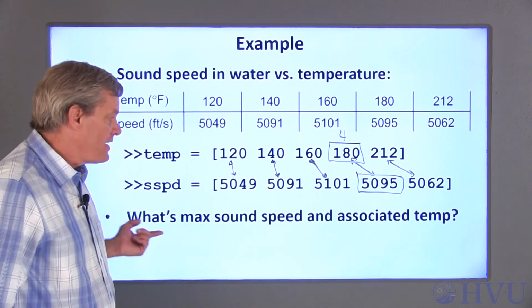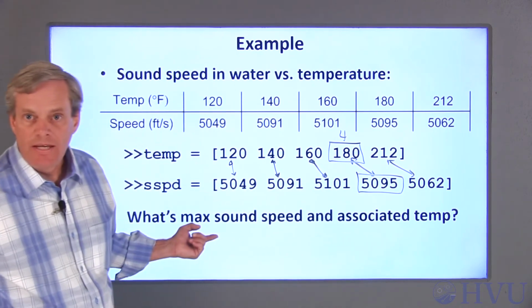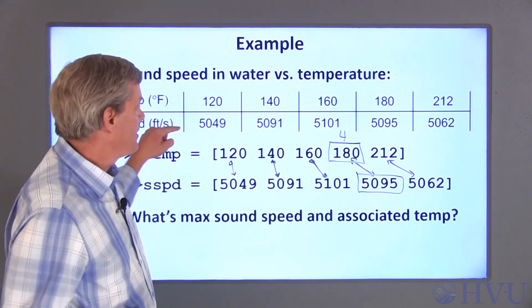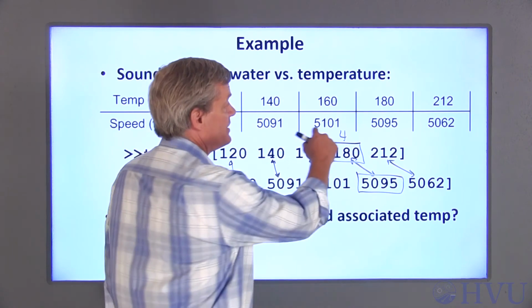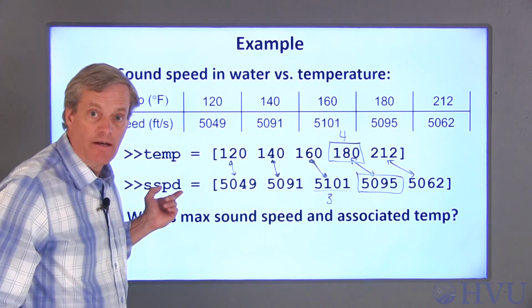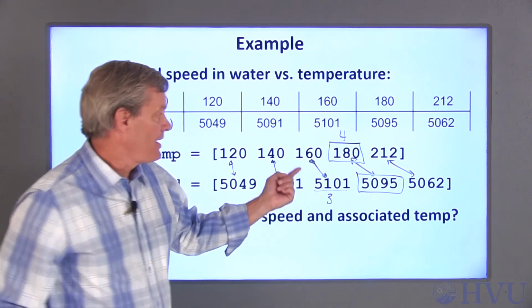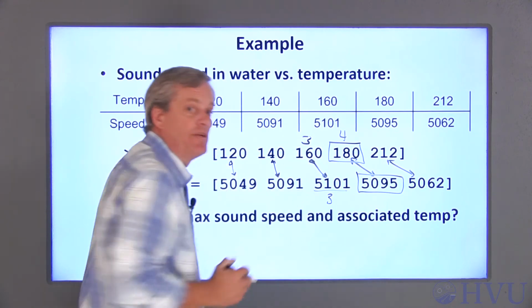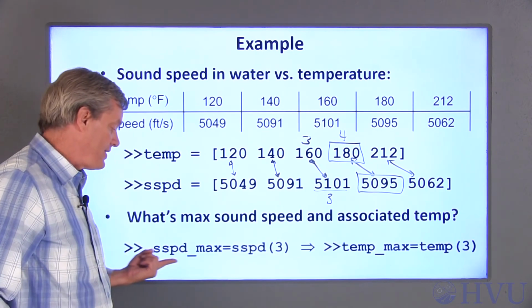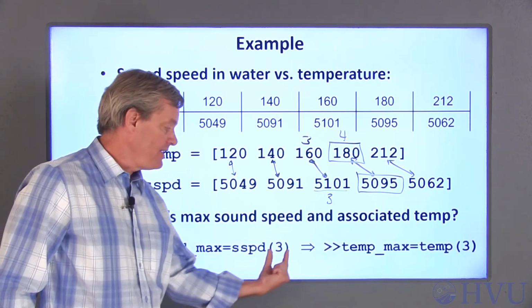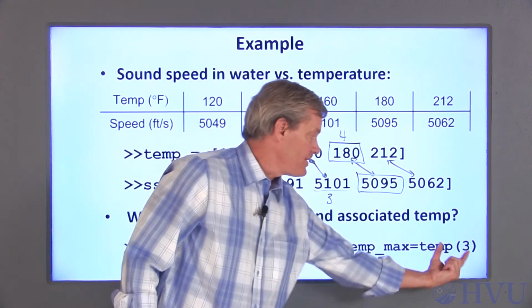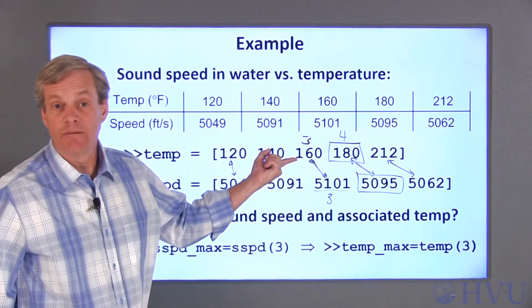Next, what I'd like to do is find the temperature which gives the maximum sound speed and what sound speed that is. The maximum sound speed can be found just by looking at all the sound speed numbers and picking the largest. It's 5101, which is the third element in the SSPD array. The temperature corresponding to this sound speed is the third element in the temp array. So if I want to save these values as separate variables, I can assign SSPD_max as SSPD of 3. So this will get assigned 5101. And temp_max is temp of 3, which will save the 160-degree temperature.